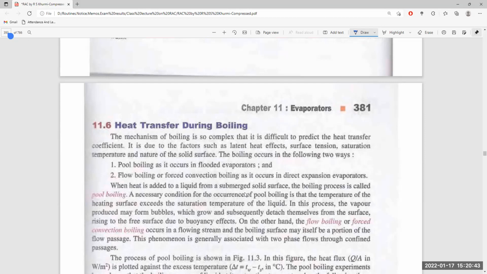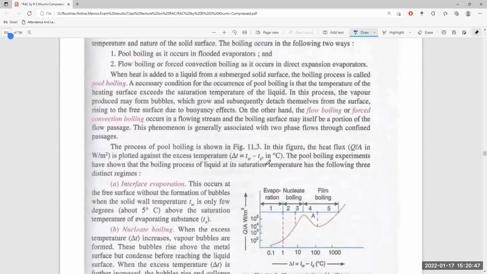The process of pool boiling is shown in the figure. The heat flux Q/A is plotted against the excess temperature ΔT, which is Tw minus Ts, in degrees centigrade. Pool boiling experiments on the boiling of a liquid at saturation temperature show three distinct regimes: interface evaporation, nucleate boiling, and film boiling.